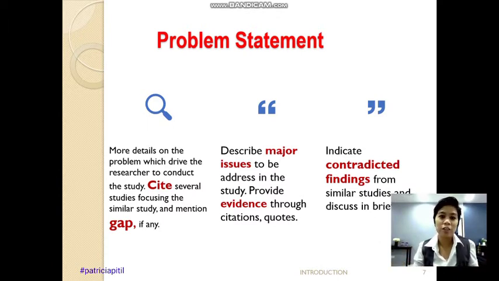Evidence meaning that based on the journals, articles that you read. It should be an issue. If there is no problem, there's no research, because research is solving problem. We address the issue, then we want to provide a solution at the end of our research project later on. You may indicate contradicted findings.